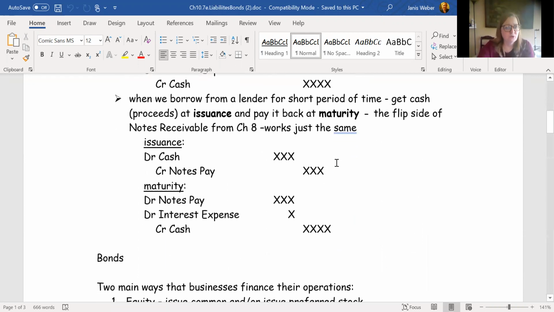When you're borrowing for that short period of time, same thing, except you're getting cash at the time that you sign the note. So you debit cash, you credit the note payable. When it's time to pay, same deal. You clear the note, you debit the interest expense, and you credit cash.